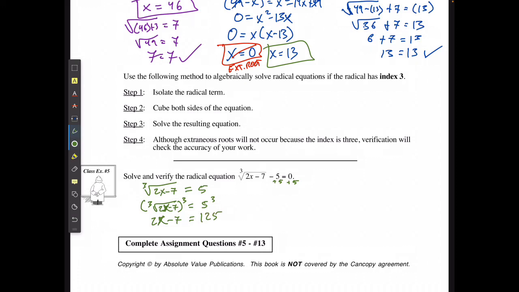I'm going to add 7 to both sides. 2x is equal to 132. And we're going to divide both sides by 2. x is equal to 66.